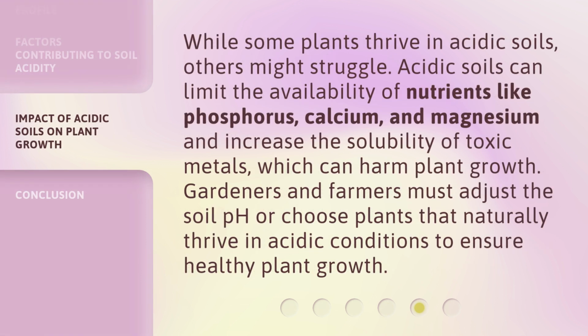While some plants thrive in acidic soils, others might struggle. Acidic soils can limit the availability of nutrients like phosphorus, calcium, and magnesium and increase the solubility of toxic metals, which can harm plant growth. Gardeners and farmers must adjust the soil pH or choose plants that naturally thrive in acidic conditions to ensure healthy plant growth.